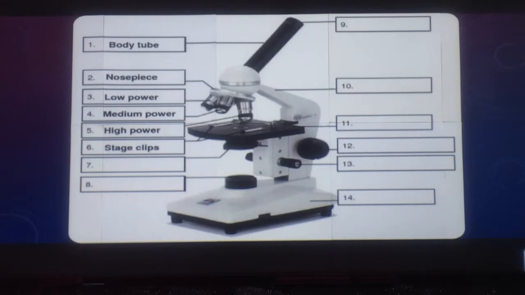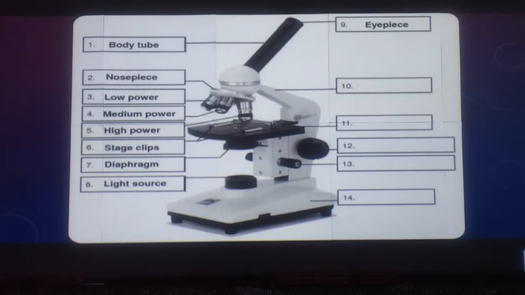These are called stage clips. This holds the slide so an organism can be studied so it doesn't move on the stage. And then underneath, this is called the diaphragm. Under the diaphragm, you'll have a light source. Now, it will either be a light that you can turn on and off, or it will be a mirror that will reflect light through the slide so it can be seen clearly.